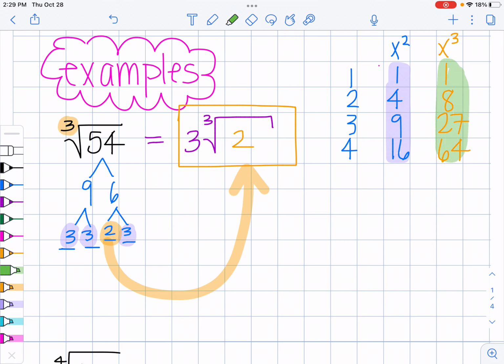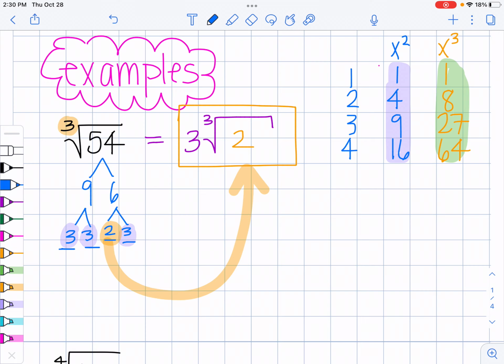Okay? And you can go higher, but that requires me to remember what all those numbers are. I can remember my perfect squares, but to remember perfect cubes, and then anything to the 4th power that's perfect or anything to the 5th power that's perfect, gets a little tricky. It's a lot of things to remember. But here's what we know.